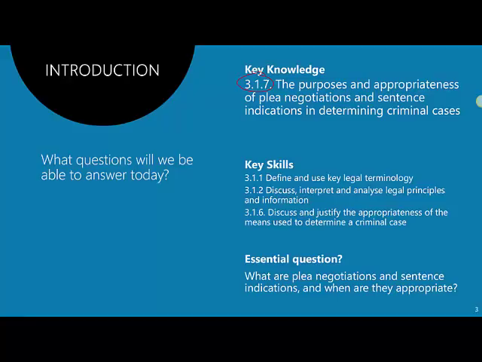So 3.1.7 covers plea negotiations and sentence indications. Sentence indications undoubtedly will be a new concept, but plea negotiations might be something you've seen in shows like Law and Order before. So we'll have to unpack that a little bit, because the reality of them in Australia is quite different to what you may have seen before. We are going to cover off their purposes and their appropriateness. Our essential question that we are therefore going to answer is, what are plea negotiations and sentence indications, and when are they appropriate?